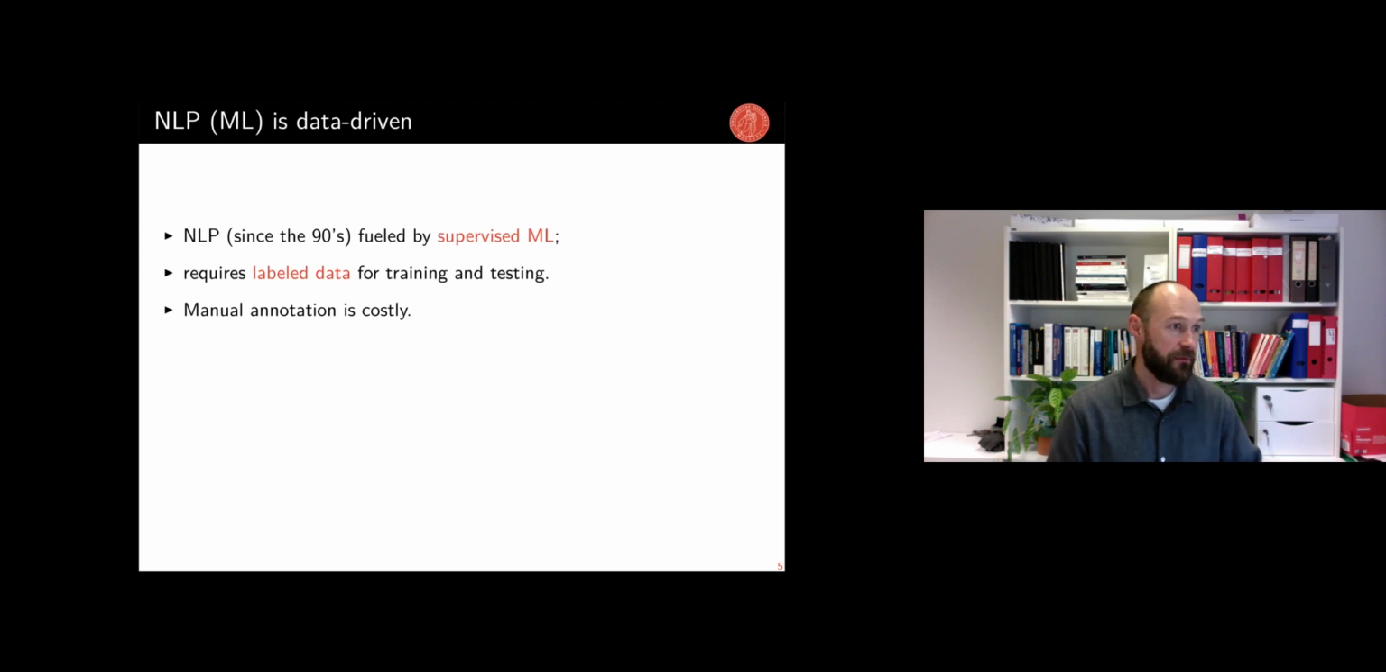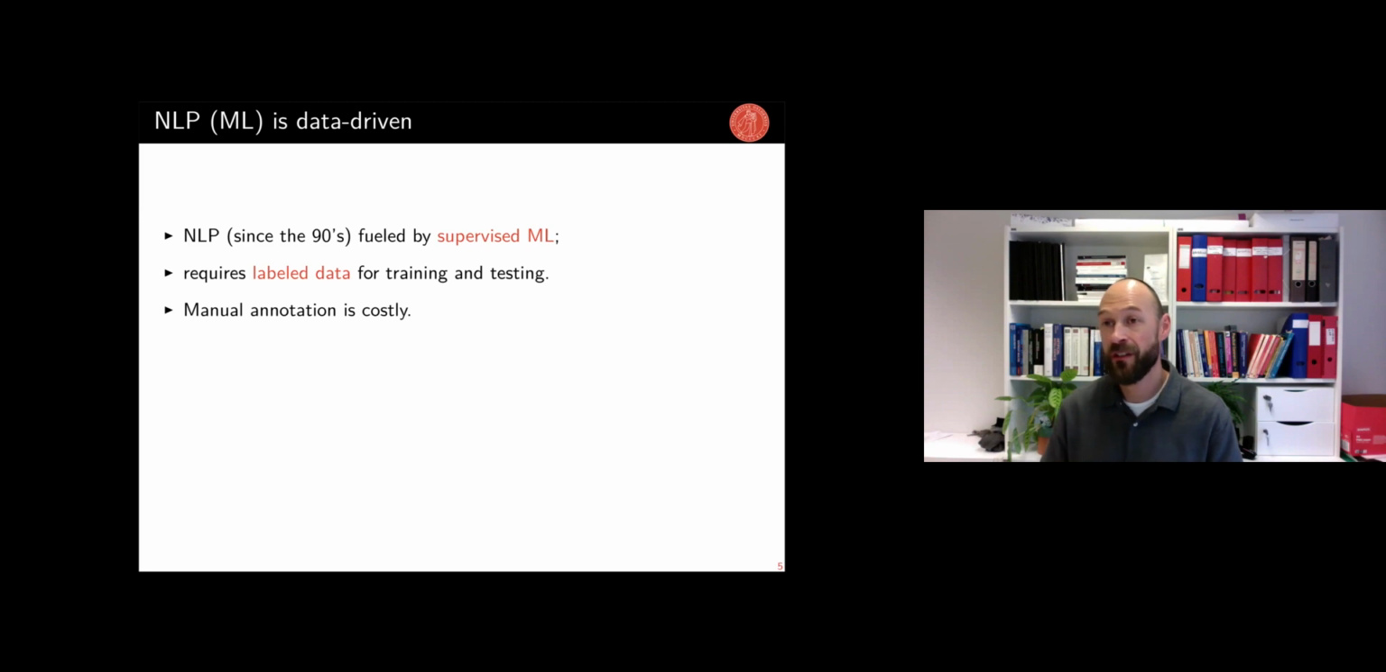And in most of the cases, it's about using supervised machine learning. And as we all know, when we do supervised machine learning, we need to have labeled data for training and evaluating our models. And most often, those labels are created through manual annotation. So you need to have human experts manually annotating the data to create the labels.